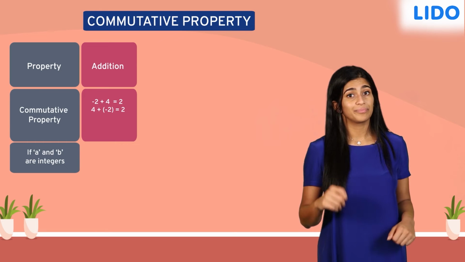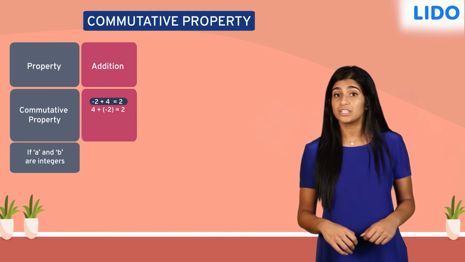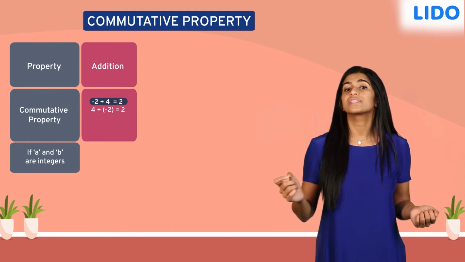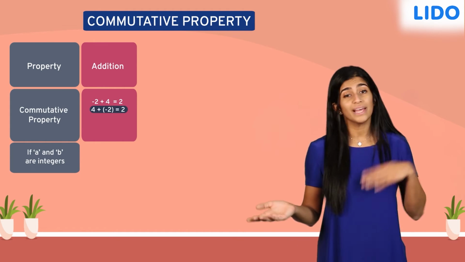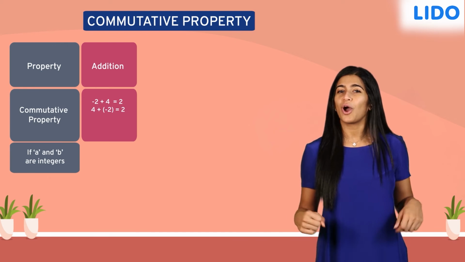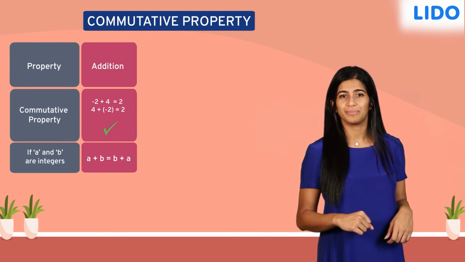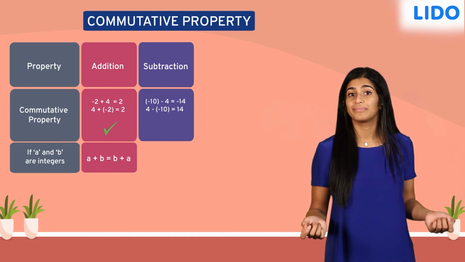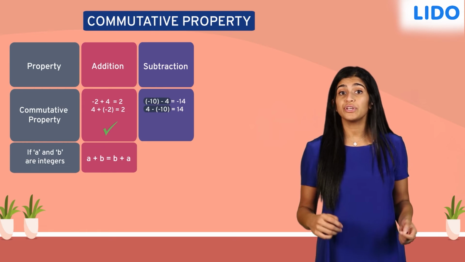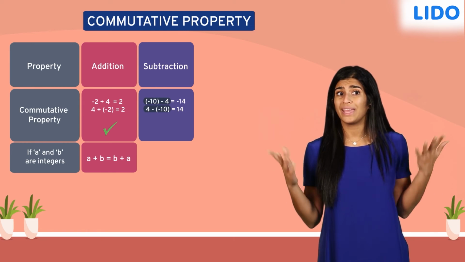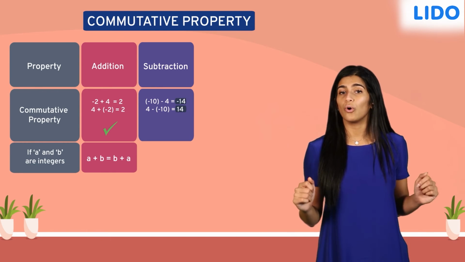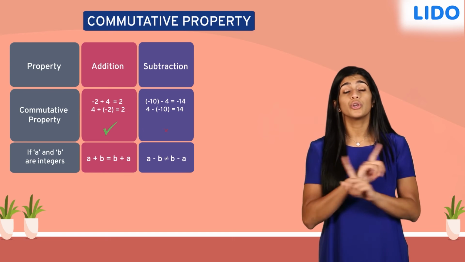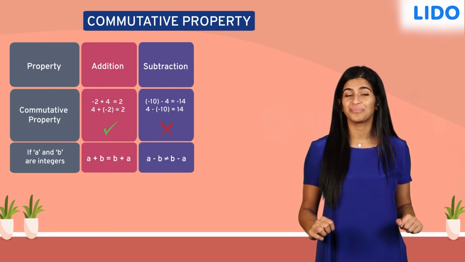Let's see for addition. -2 plus 4 gives us 2, which is the same as 4 plus -2. So the commutative property holds true for addition. What about subtraction? As you can see, if we change the order of integers, we get different answers. So the commutative property does not hold true for subtraction.